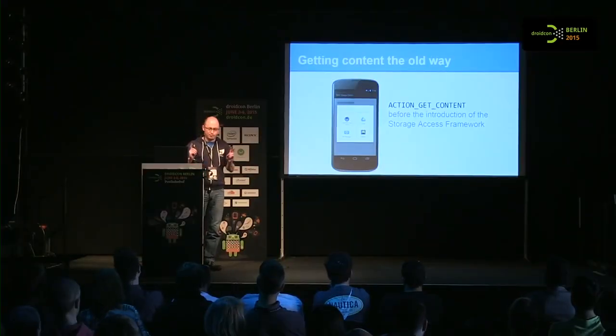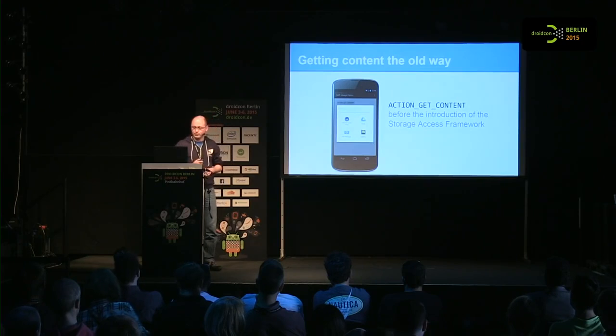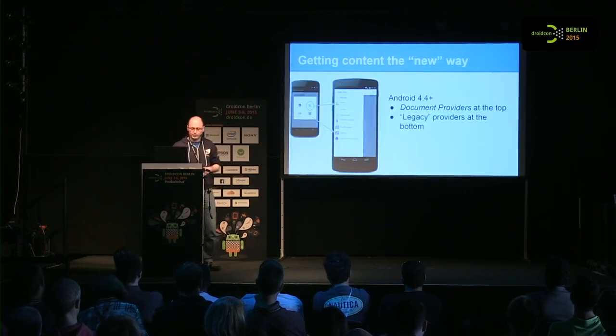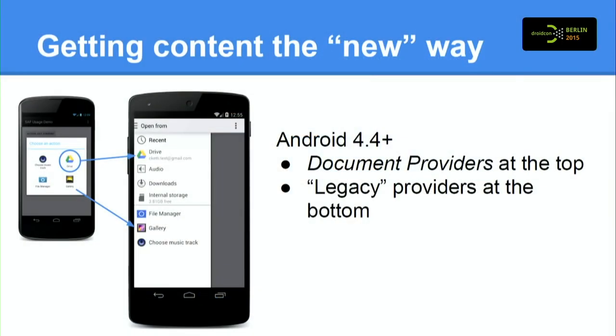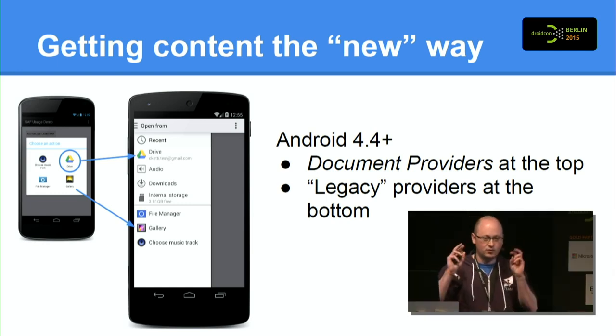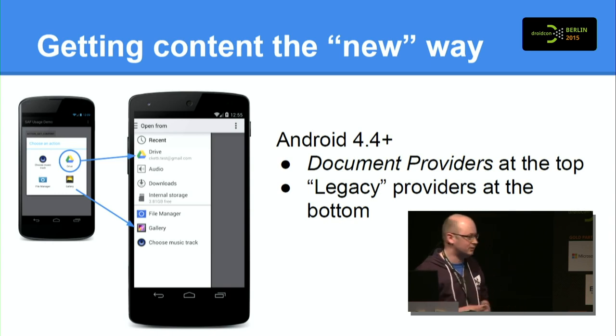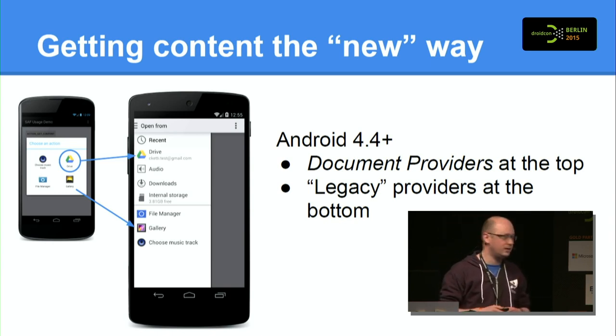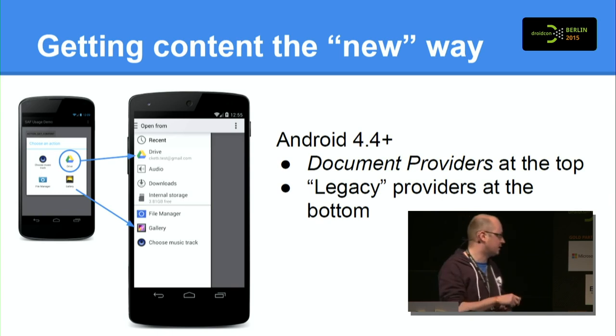Action get content was kind of pimped with the introduction of the storage access framework. Now it looks like this. Again, the resolution is not too great, but we see on the left what it looked like previously. Now you don't get a dialog, you get a whole activity. And apps that support the storage access framework, for example, Google Drive, show up here as a document provider. And the other apps which only support the old way, of course you can still use them, they show up down here. And if you click down here, they will show their own custom UI.